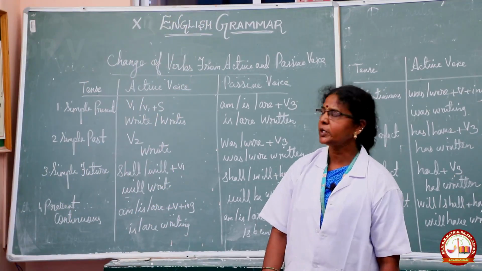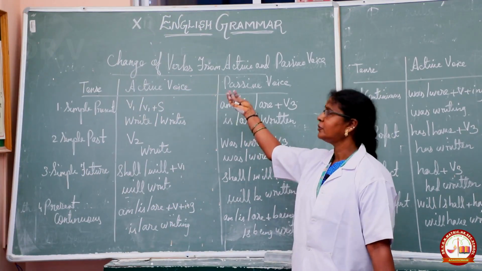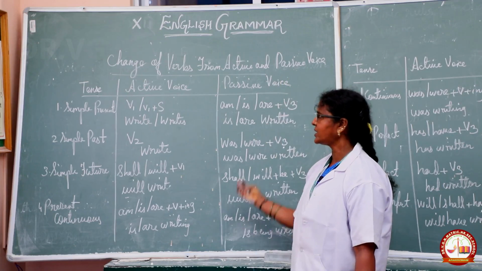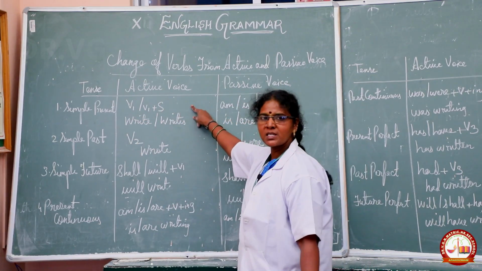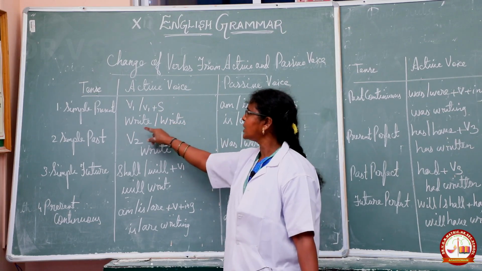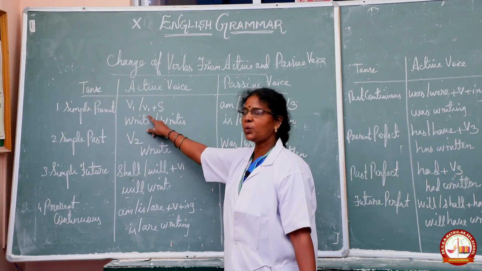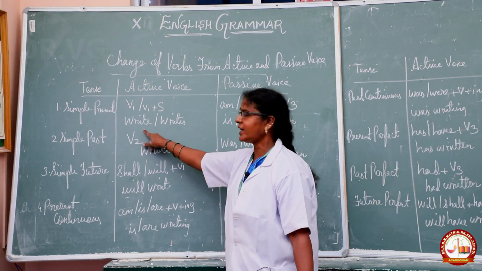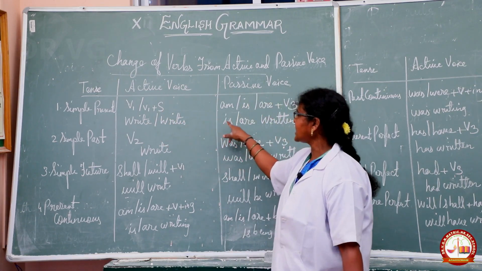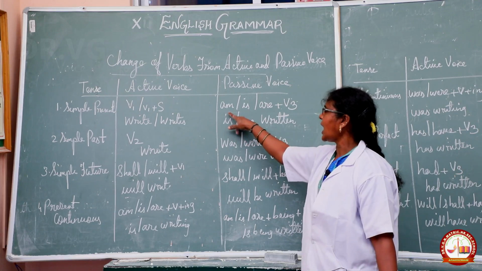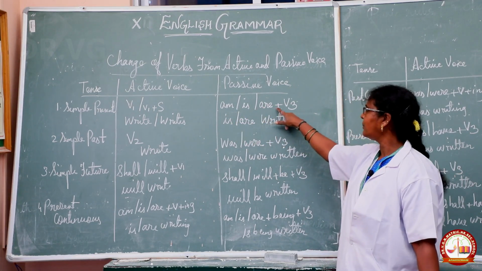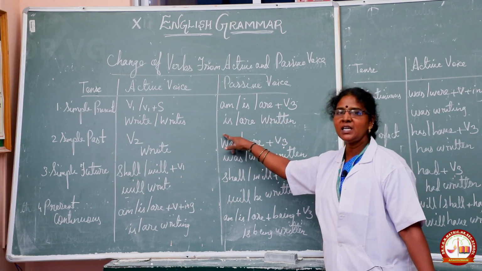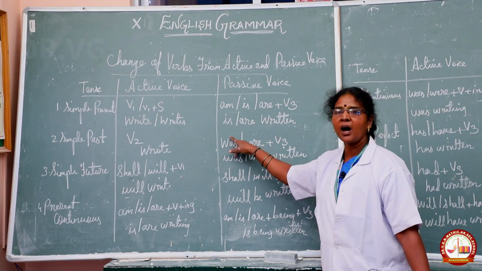Okay. Next we are going to see change of verbs from active voice to passive voice. See, in simple present tense in active voice, that means V1 or V1 plus S, that means write, writes. In passive voice, you must change into am/is/are plus V3, that is is written or are written.